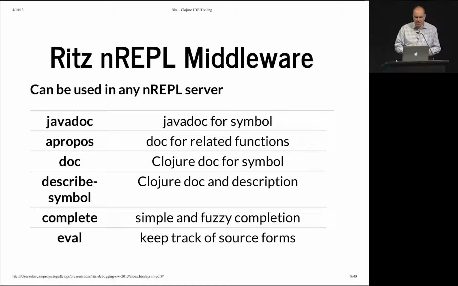Javadoc, apropos. There's a couple of completion ones there. There's the simple completion, which just tags things on at the end, and then there's fuzzy completion, which will match things like... I'll think of a good example. Can anyone suggest a two-component function name? Okay, read-string. So you type r-s, hit complete, and it would complete to read-string. So it's fuzzy completion. Those are usable within Ritz and within the standard nREPL server.